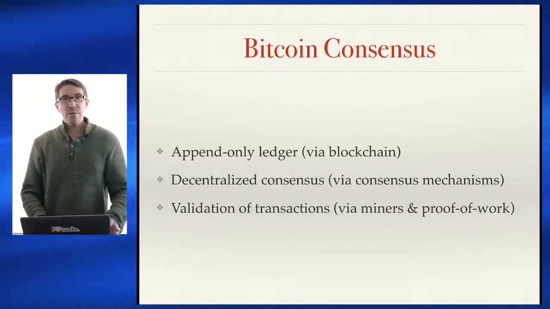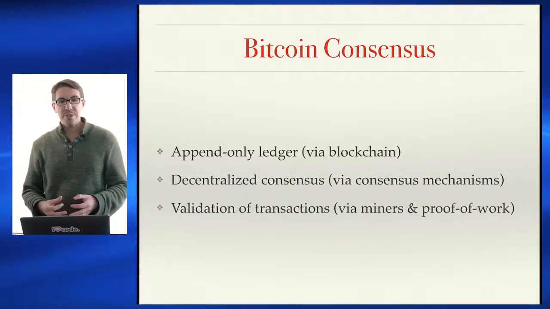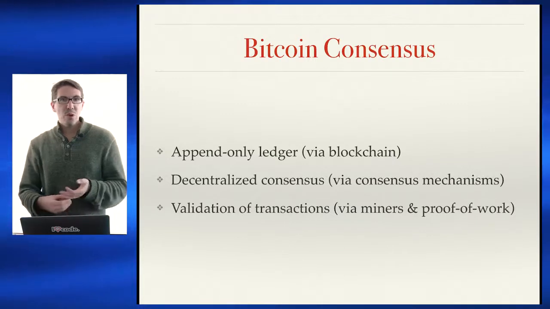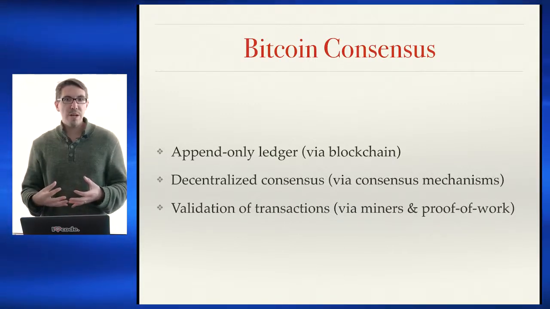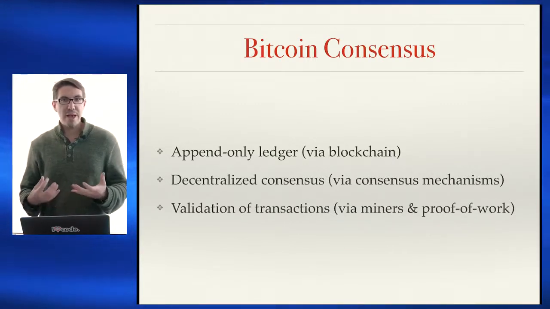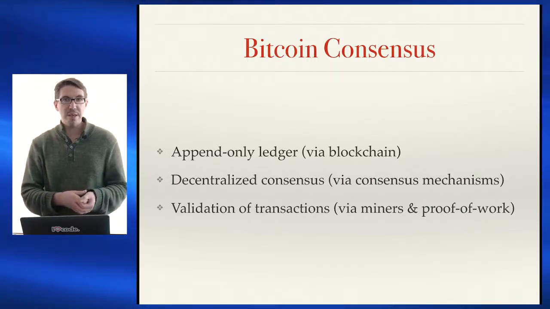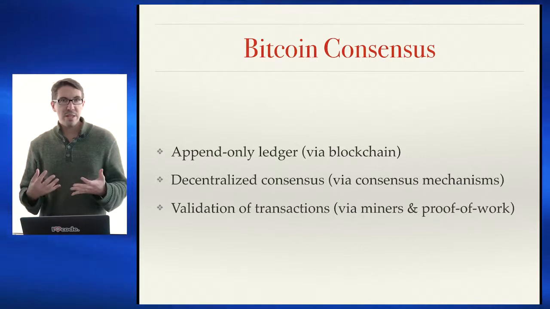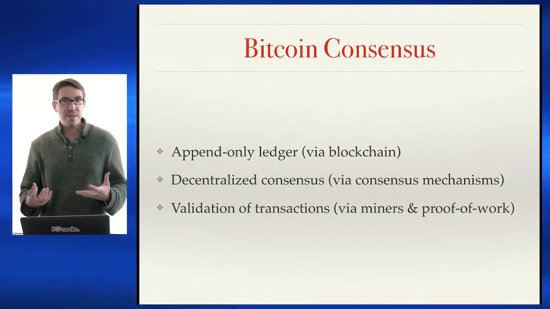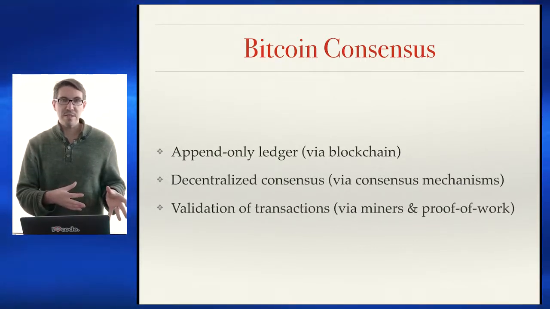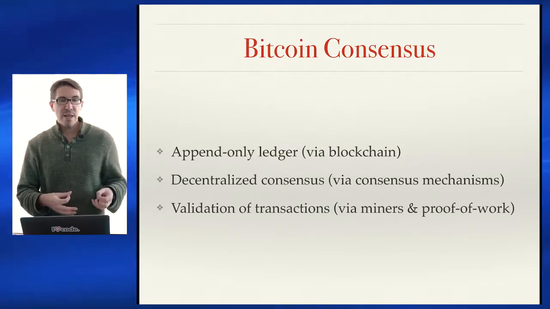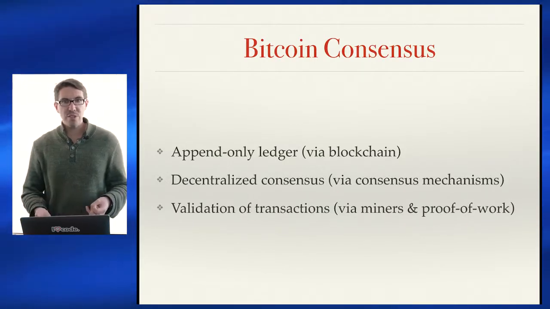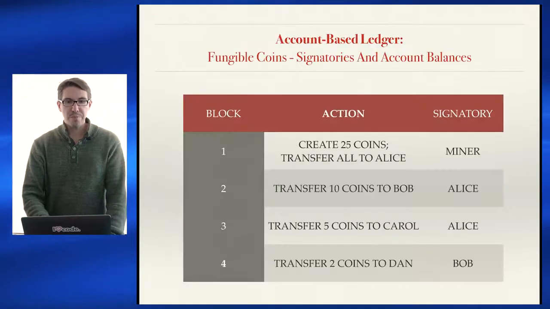So first, I want to talk a little bit about consensus. So recall that Bitcoin comes to a consensus to an append-only ledger, or basically append-only via the blockchain. There is decentralized consensus via the consensus mechanism we discussed in the last class. And finally, there's validation of transactions via miners and proof of work.